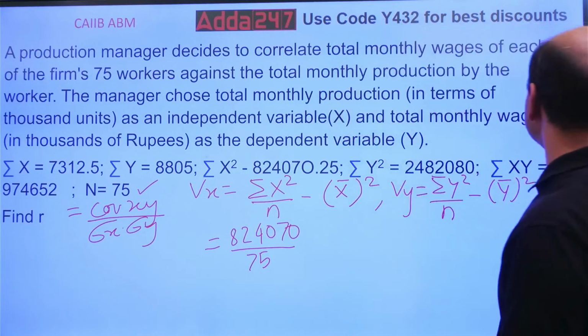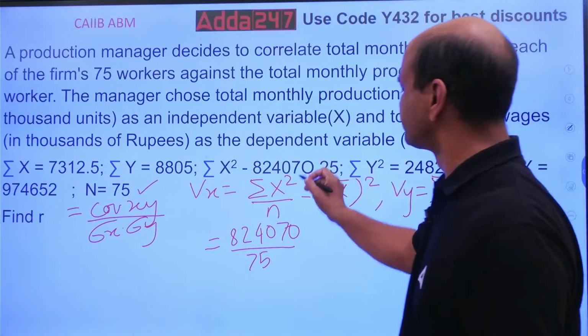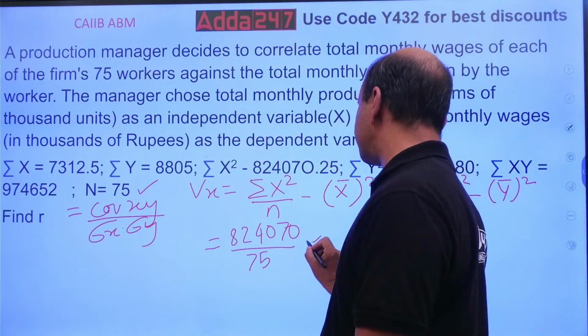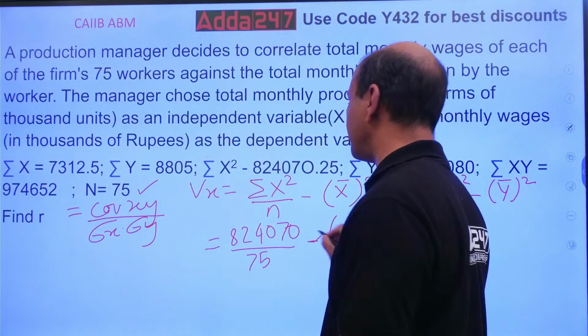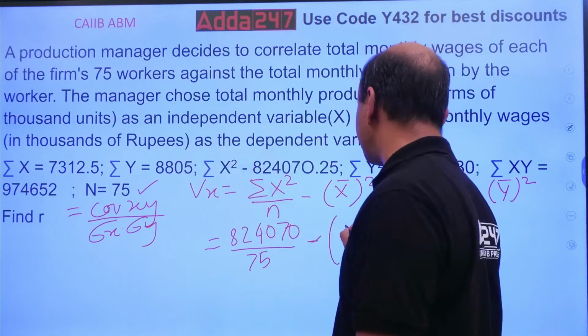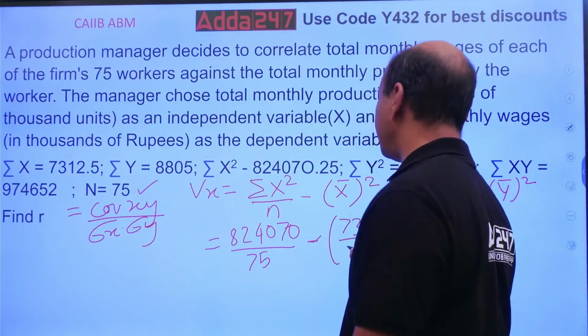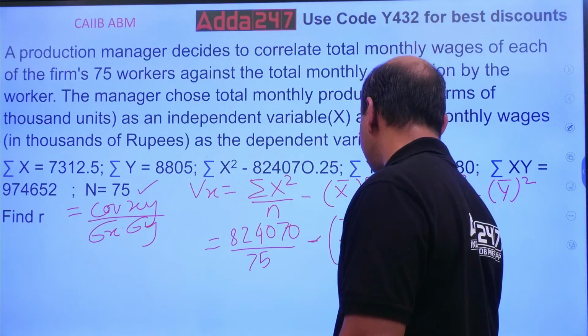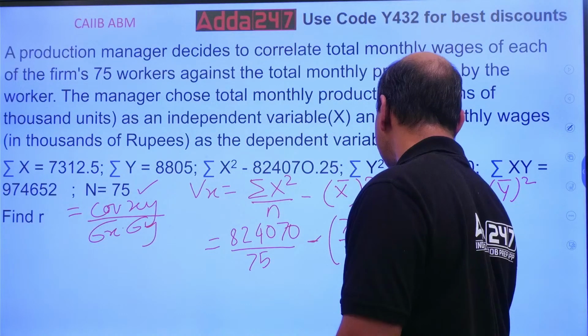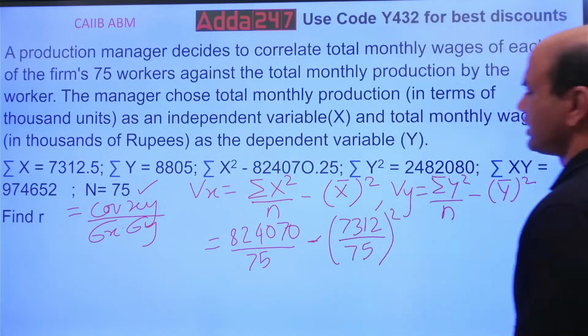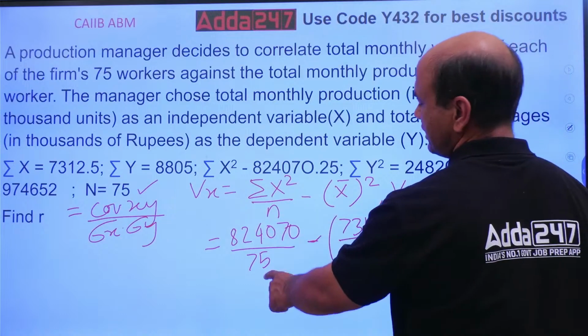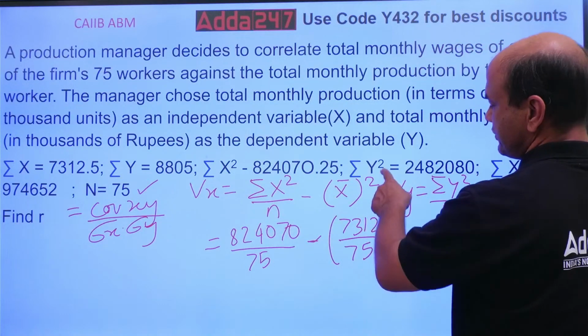So this is summation x square directly upon n minus x bar. Now this x bar you can find out. Summation x is 7312 upon n. What is n? 75. The whole square. Got it? Summation x square upon n minus x bar square.